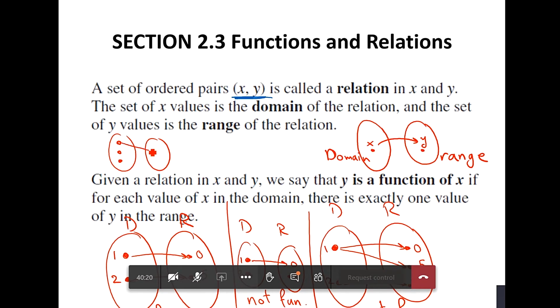Yes, function. This is also function. Okay, this is function, because we just concern on the domain. Must be the exact direction to the codomain, and just one relation.